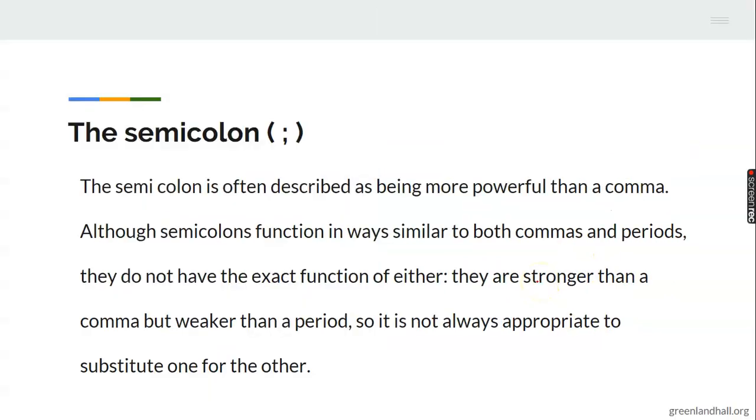Okay? The semicolon is often described as being more powerful than a comma, although semicolons function in ways similar to both commas and periods. I hope you remember periods. That's the full stop. So we are saying that semicolons function in a way that is similar to comma and period, but they do not have the exact function of either. They are stronger than a comma, but weaker than a period.